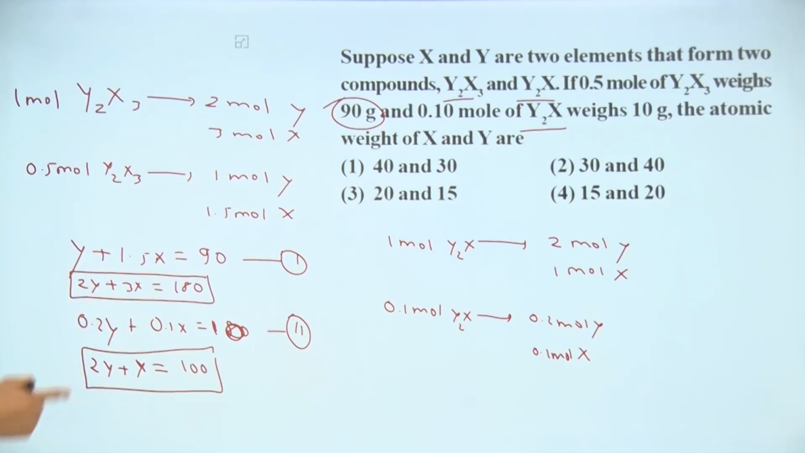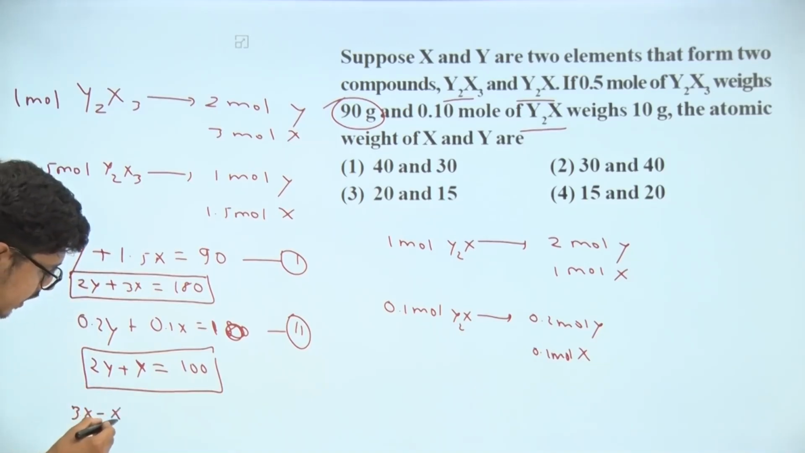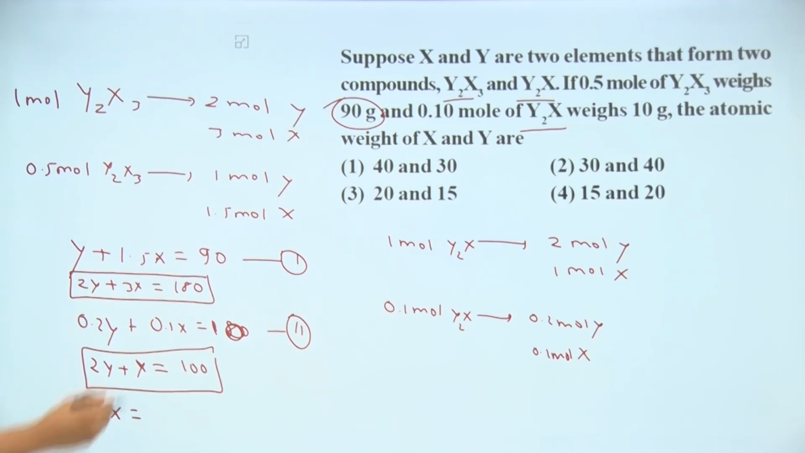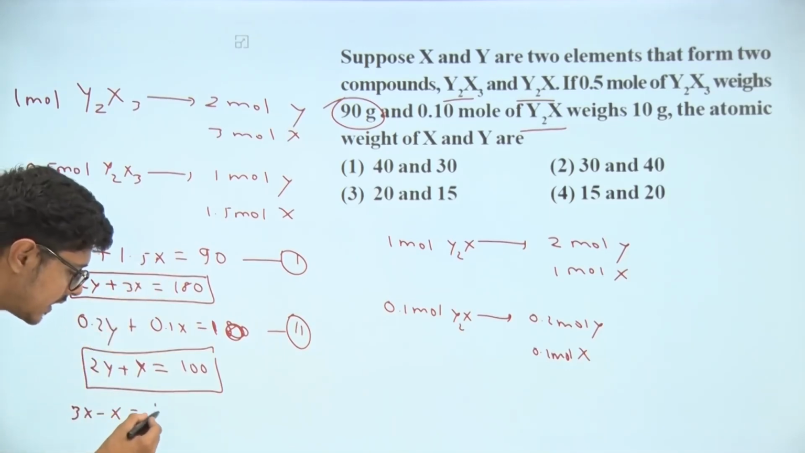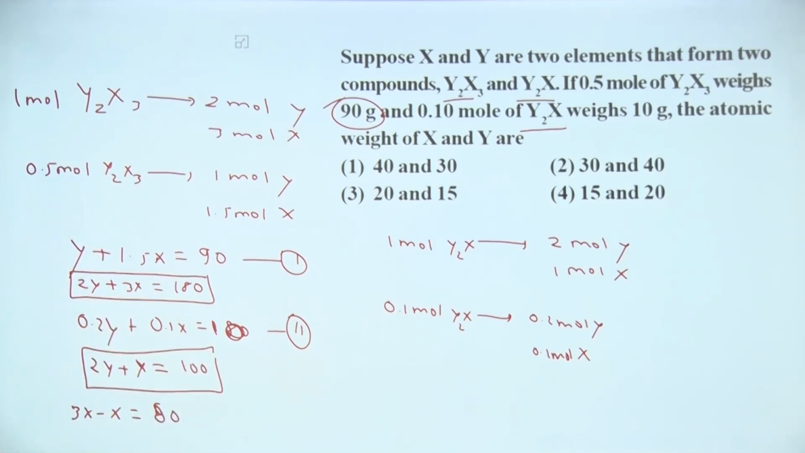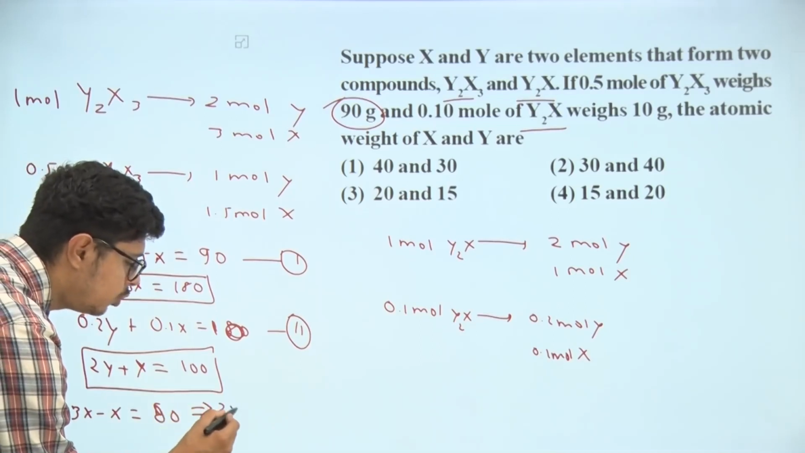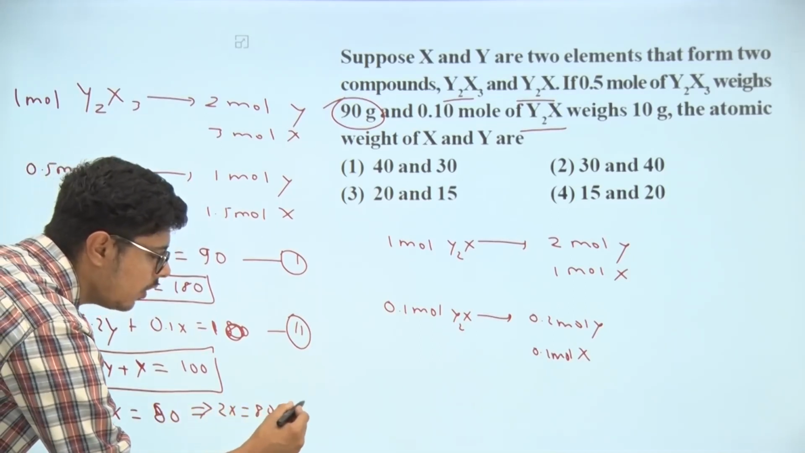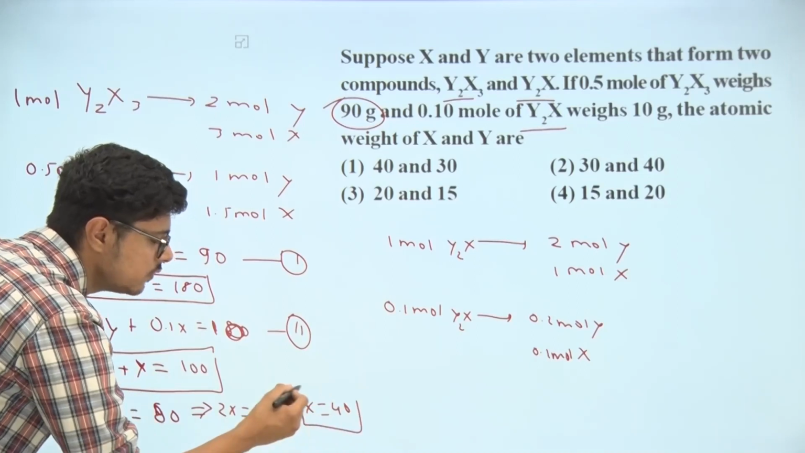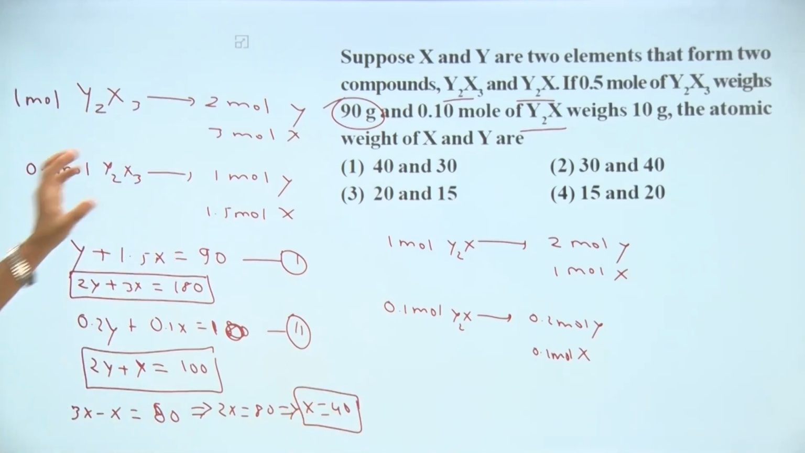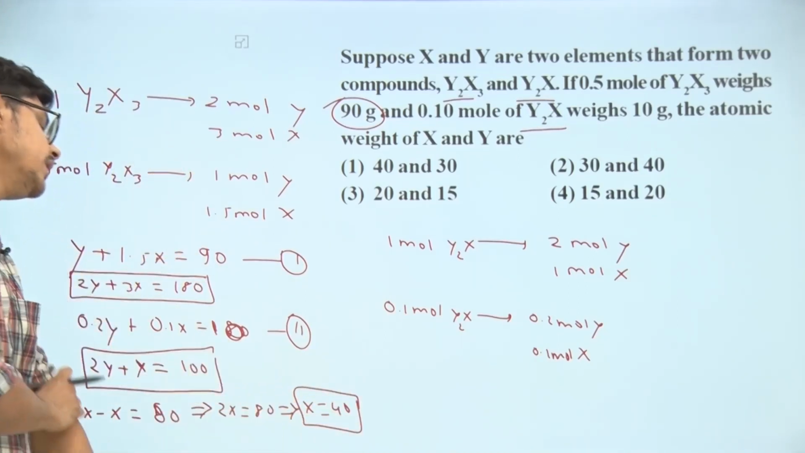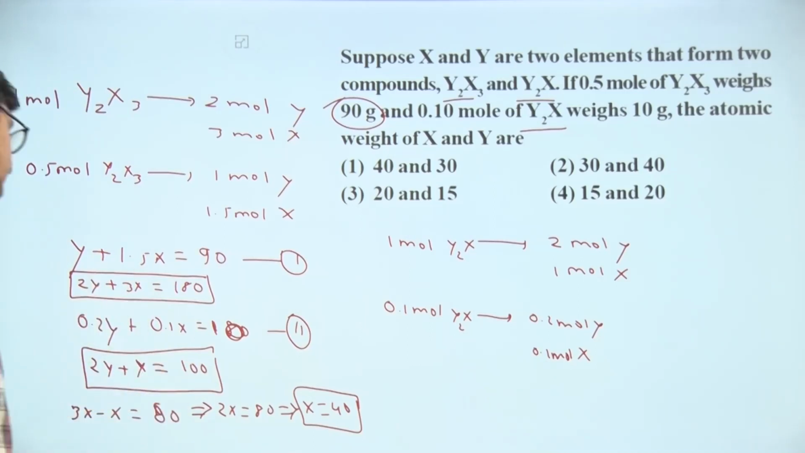Okay, so if I subtract equation number 2 from equation number 1, this 2y and 2y will get cancelled. I'm getting here 3x minus x is equal to 180 minus 100, that will be equal to 80. So from here 2x is equal to 80, or x is equal to 40. So the mass of x here is 40.